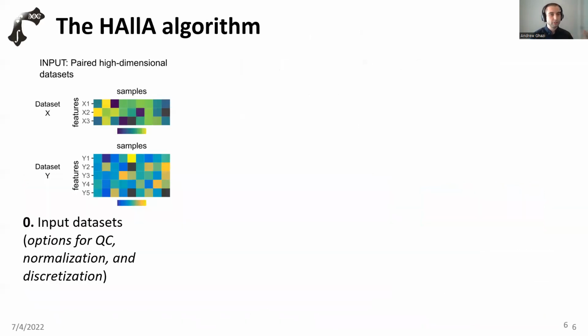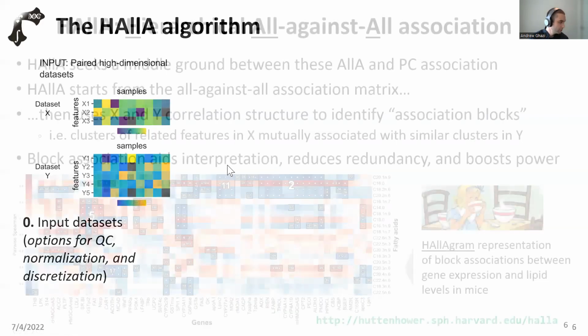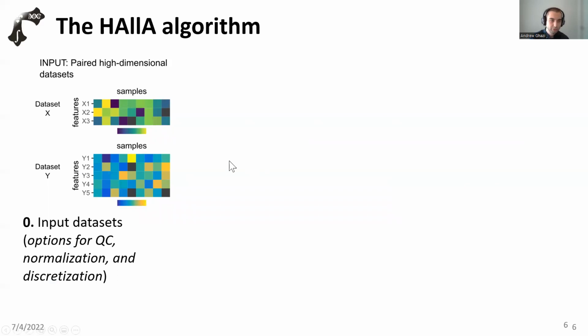So just to go over how it works here, as I said, we start with our two high-dimensional data sets, X and Y. For this little cartoon, I'm only showing 3 features in X and 5 features in Y. But as I said, they could have thousands of features. And I'm only showing a handful of samples, but again, you might have hundreds or even thousands.